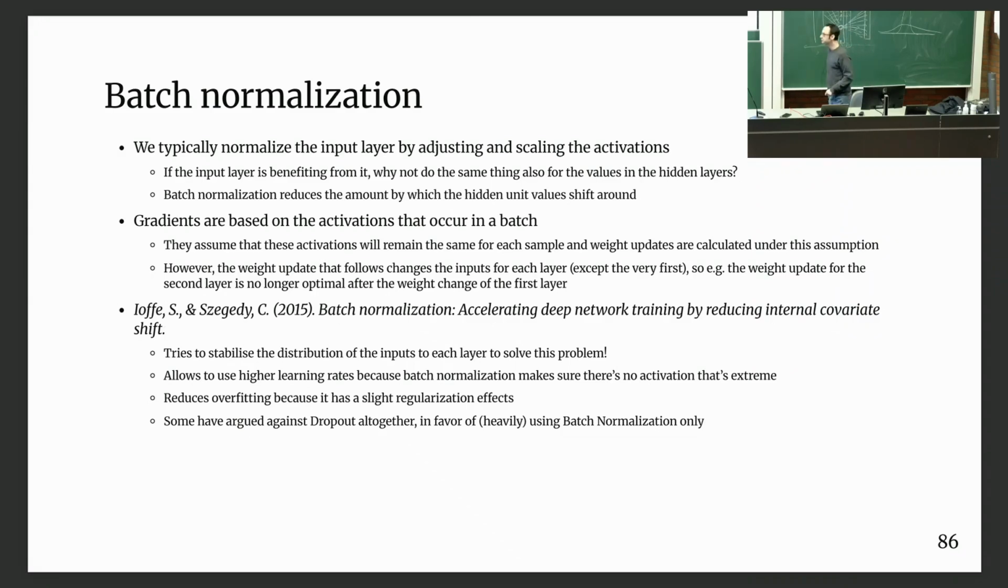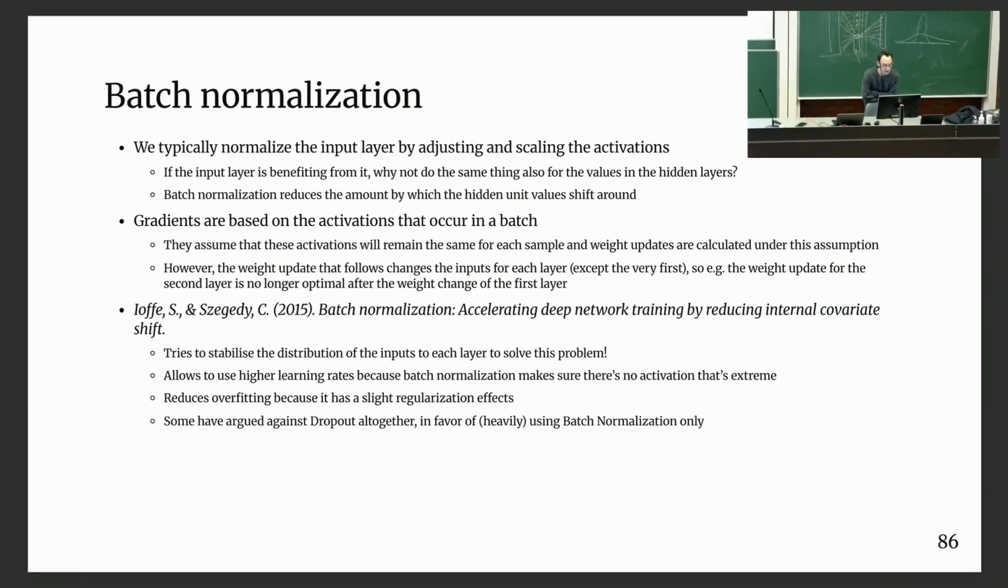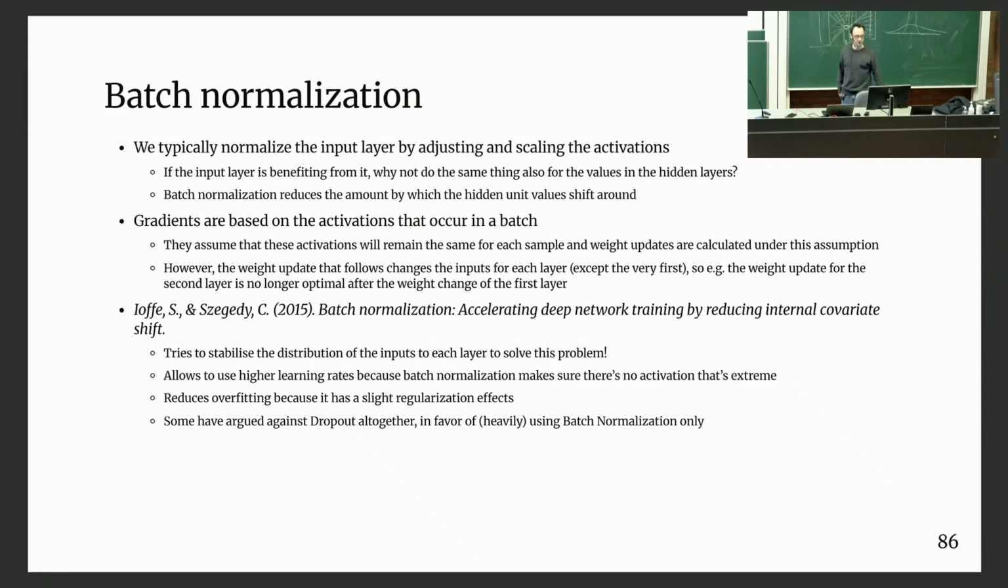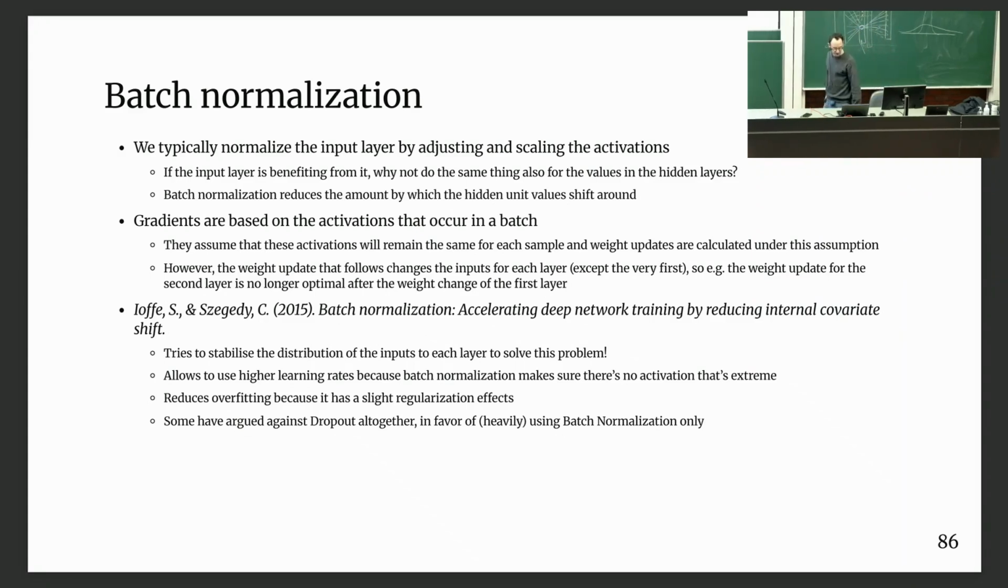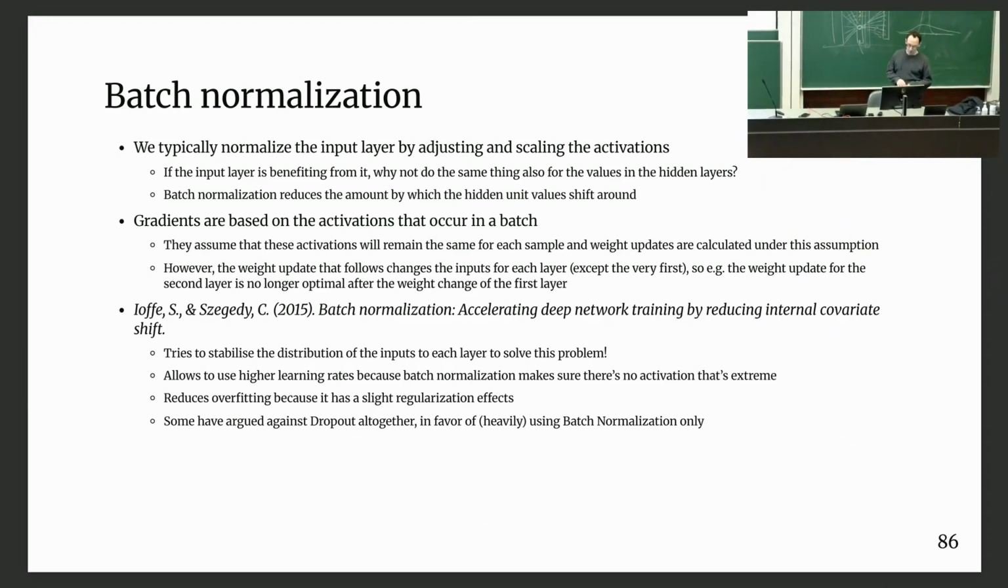The problem with this is that it is of course not so simple to execute for these intermediate layers as it is for the input layer, because the gradients that we get are based on the activations that we get in a mini batch of examples. We assume that the activations will remain the same for each sample, and weight updates are calculated under this assumption. But the weight update that follows changes the inputs that we get in each layer, except for the very first one.